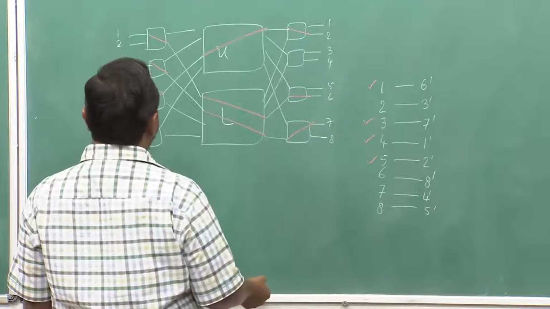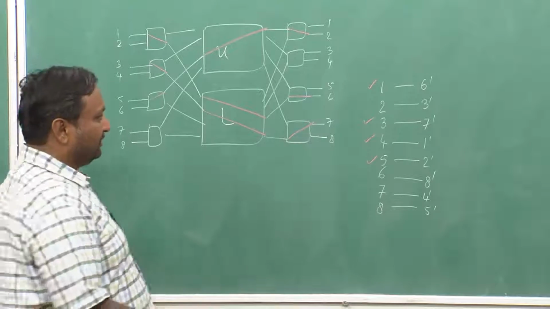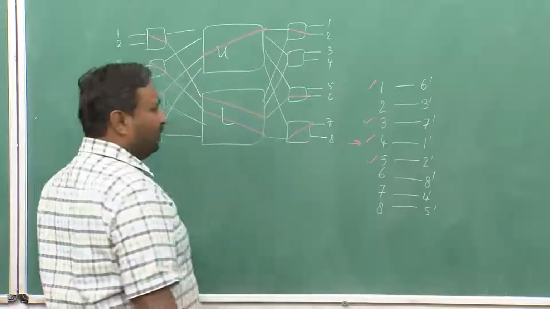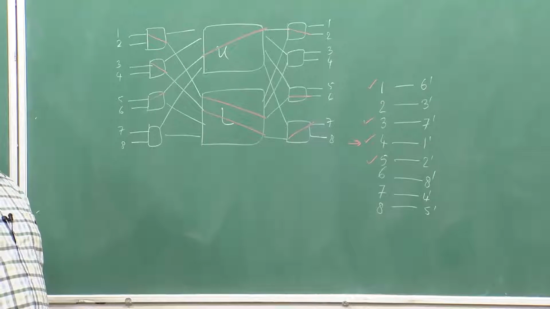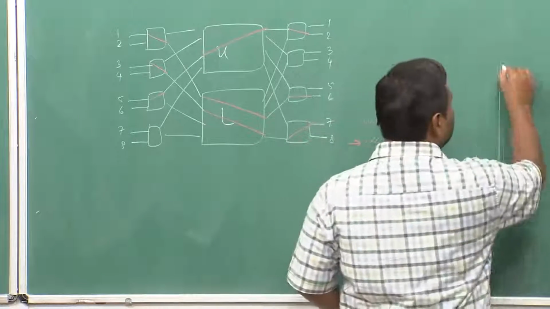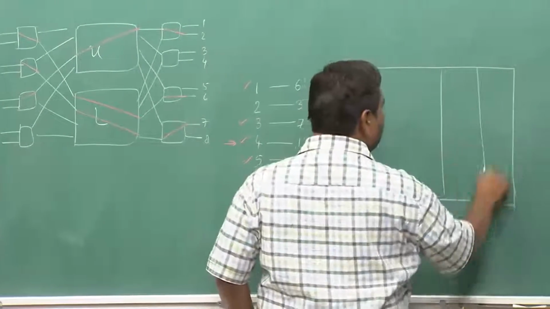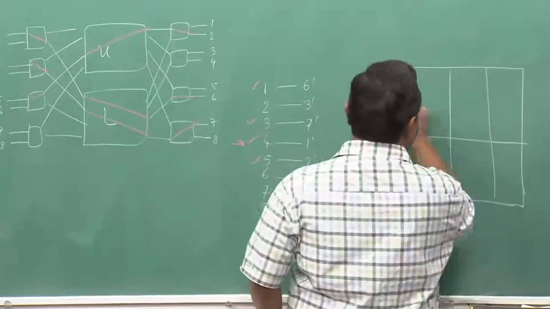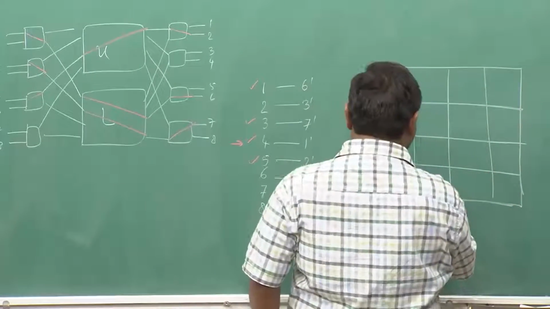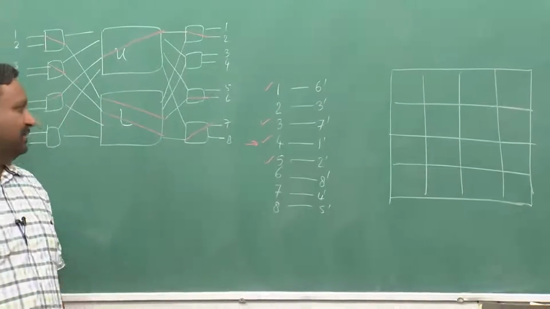4 to 1, oh this cannot be done, 4 to 1, you have ended up in the blocking state. So, let us build up the Paull's matrix. This time it will be 4 by 4. But remember, any row can have at most 2 elements, any column can have at most 2 elements.